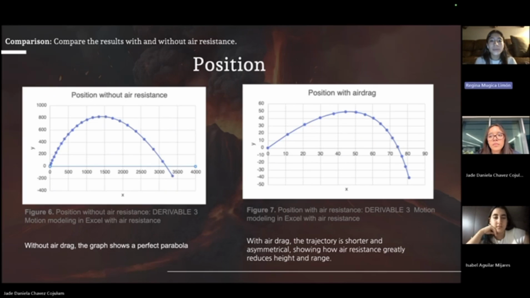Here we can see the comparison between the simulations with air resistance and without air resistance. For position without air drag, we can see that the graph shows a perfect parabola.